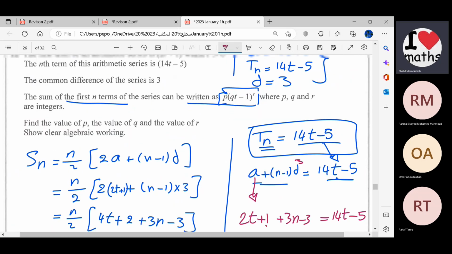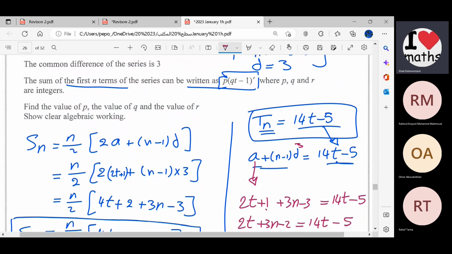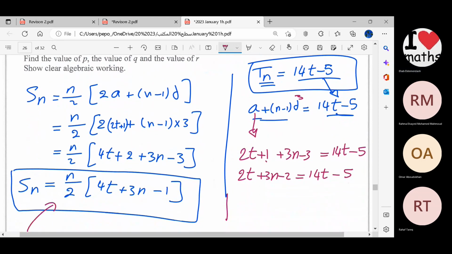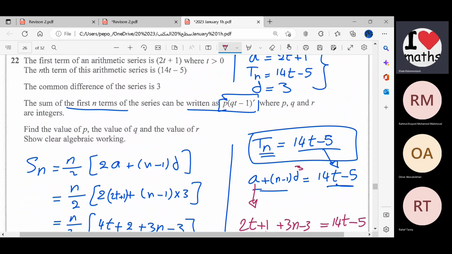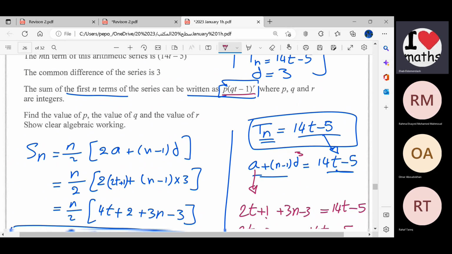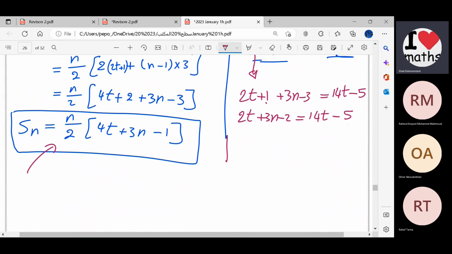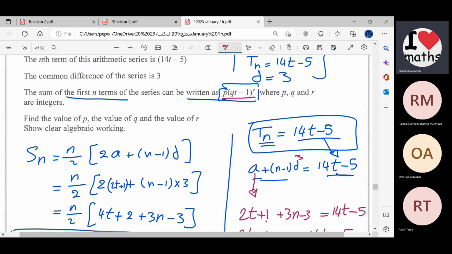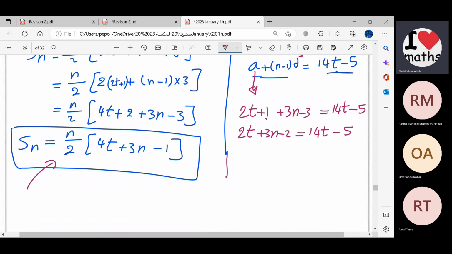It's related to T. Why? Because by the end, they are asking us to write it in this form, which is related to T. So I'll try to keep everything related to T. The outcome, the part I will compare with in my last step, is related to T. So I'll do my best to keep N in terms of T.